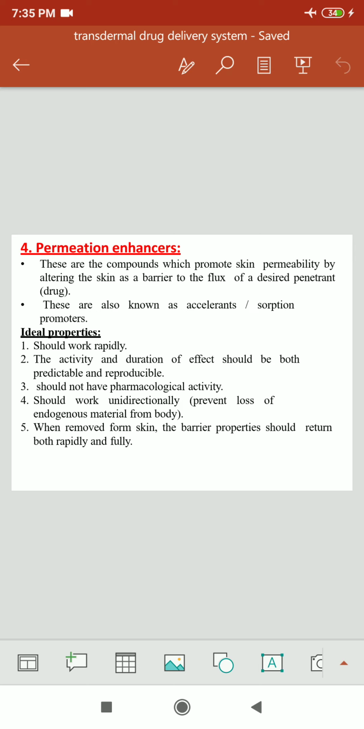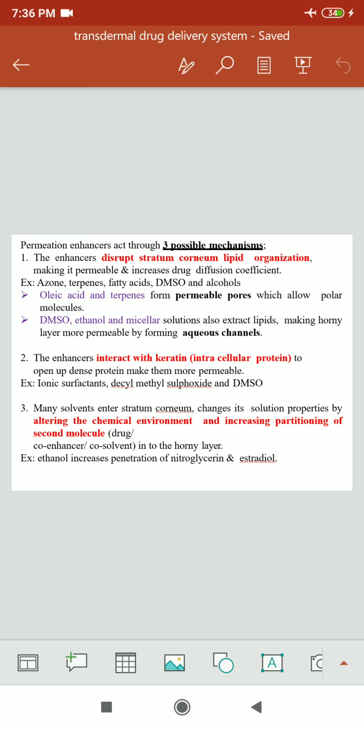Prevent the loss of material from the body. When removed from the skin, the barrier property should return both rapidly and fully. Now permeation enhancers act through three possible mechanisms. First one is to disrupt the stratum corneum and improve the permeation and increase the diffusion of our drug particle. Examples are azone, fatty acid and DMSO. So these are used for polar molecules.